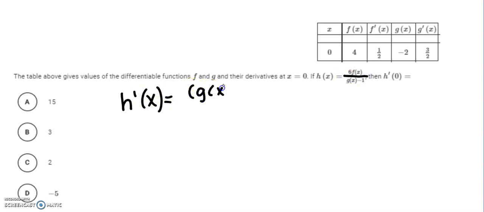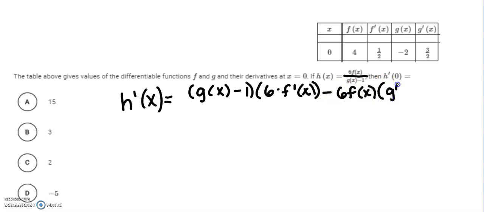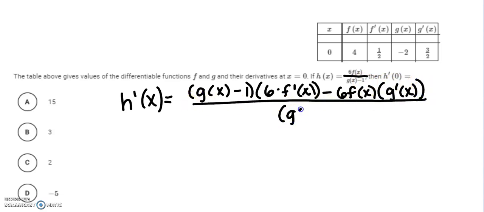This one we have a division problem, so I'm going to use the quotient rule. So I've got low d high, which the derivative of the top would be 6 times f prime, minus high d low is going to be g prime of x. The derivative of negative 1 is 0, so we don't need to write it. All over low squared. So now I'm supposed to find h prime of 0.